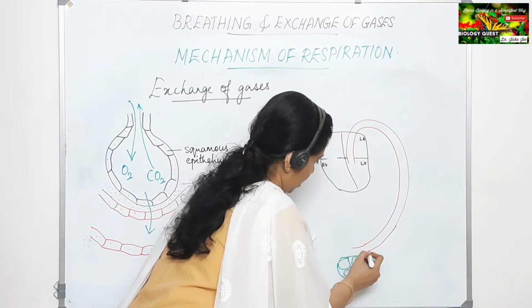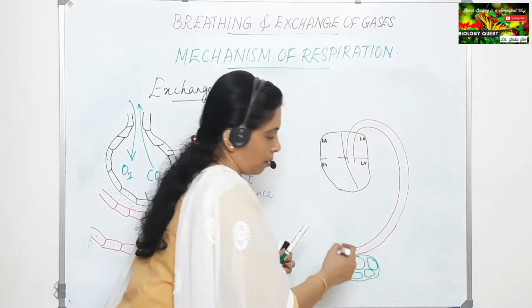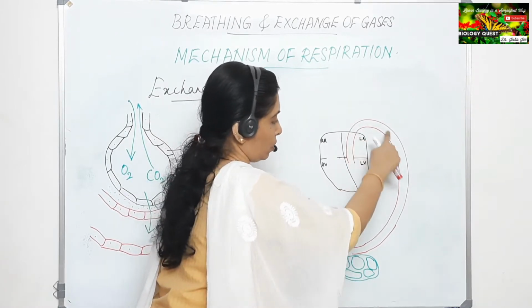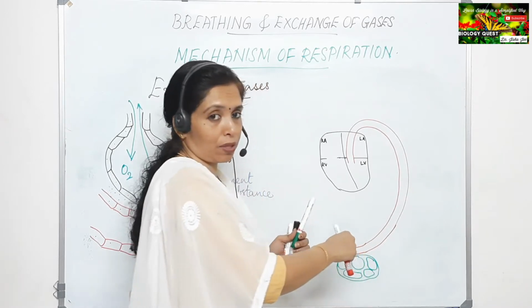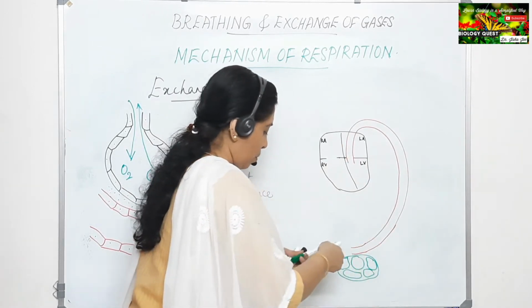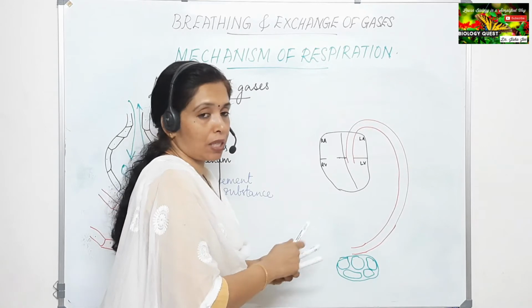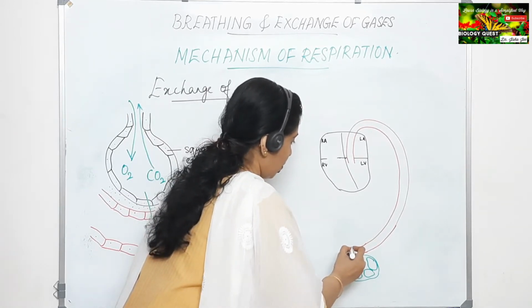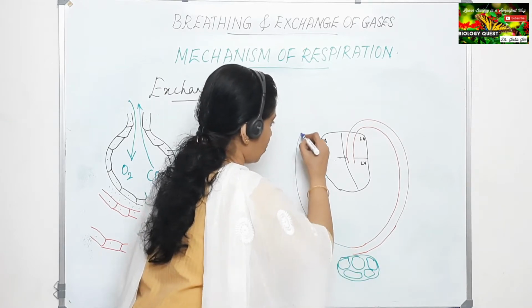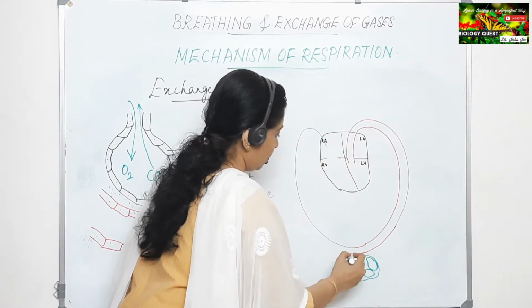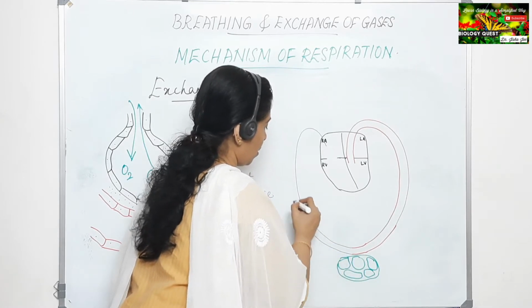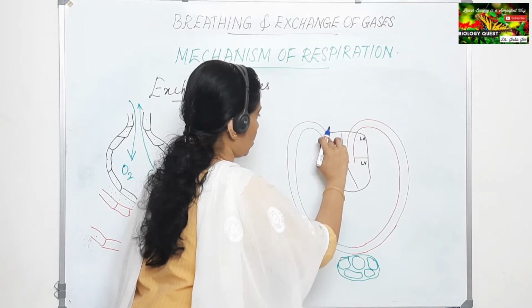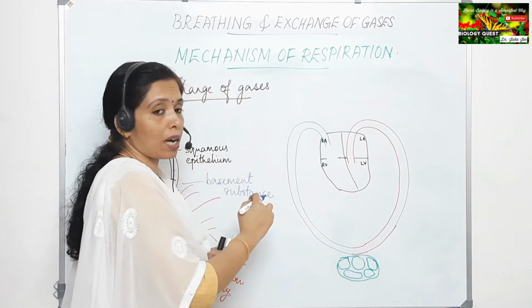The oxygenated blood carries the oxygen. From the left ventricle, the oxygenated blood passes through the aorta to the different parts of the body, and from the different parts of the body, the carbon dioxide is collected and brought back to the heart. I am drawing it in blue because that is the deoxygenated blood, or the blood containing more carbon dioxide.